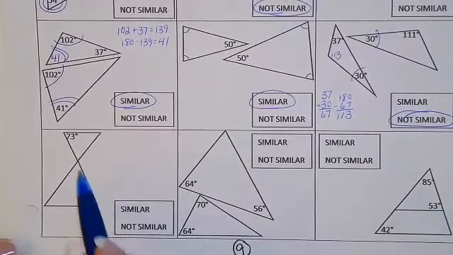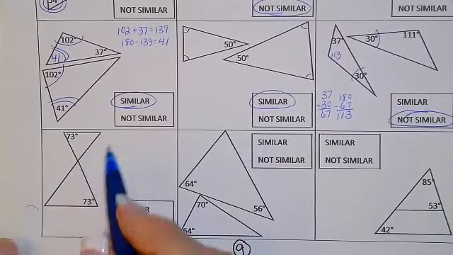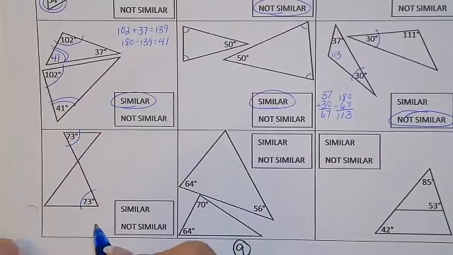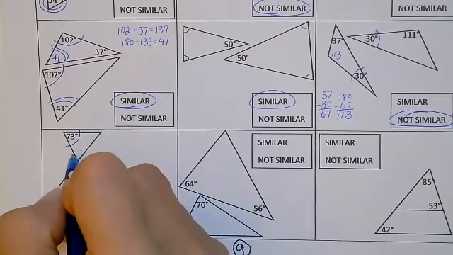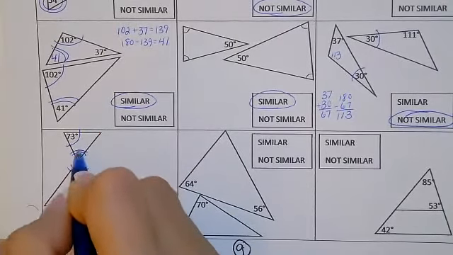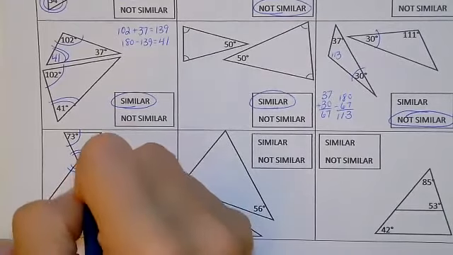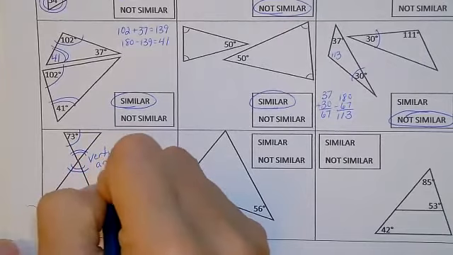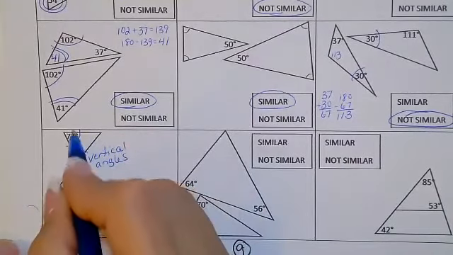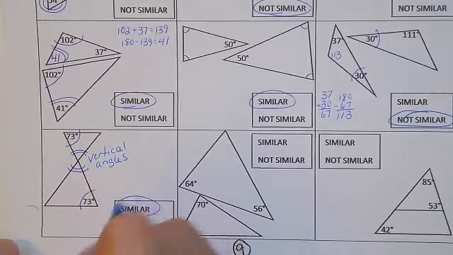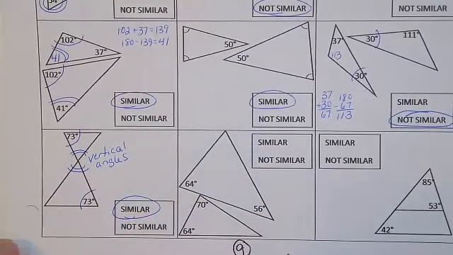All right. Oh, look at this. Okay, so we have 73 and 73 are congruent. And these are vertical angles. Vertical angles are congruent. So we do have two pairs of congruent angles. These are similar triangles.